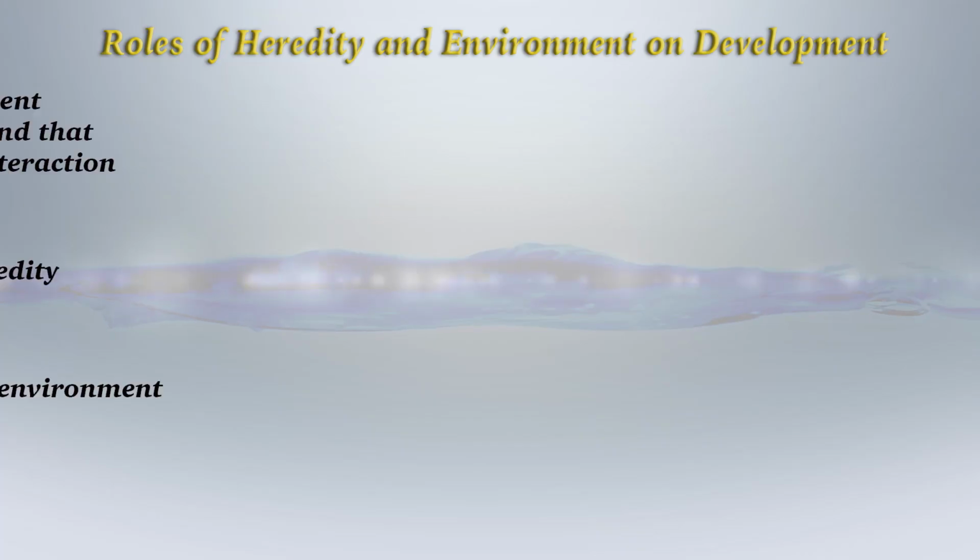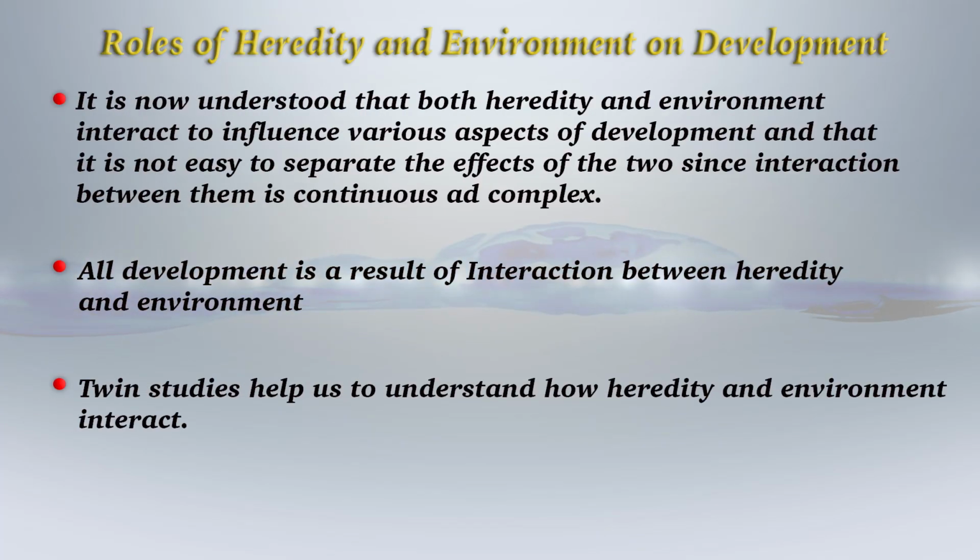The issue is not whether heredity or environment influences development. Neither is the issue how much of the development can be attributed only to heredity or environment. So we are not talking about if I am tall, is it because of heredity or is it because of the food? We are not talking in these terms now. What we now understand is that both heredity and environment interact to influence various aspects of the development. And it is often not easy to separate the effect of the two, because the interaction is always continuous and complex. Let's understand it through an example.